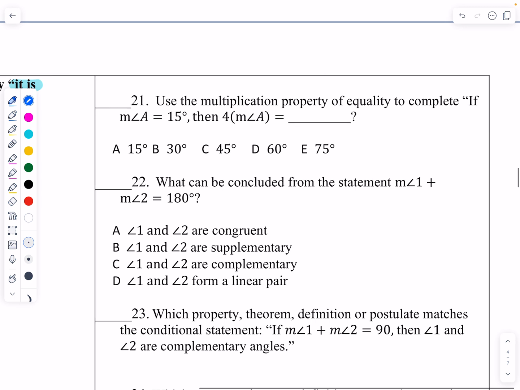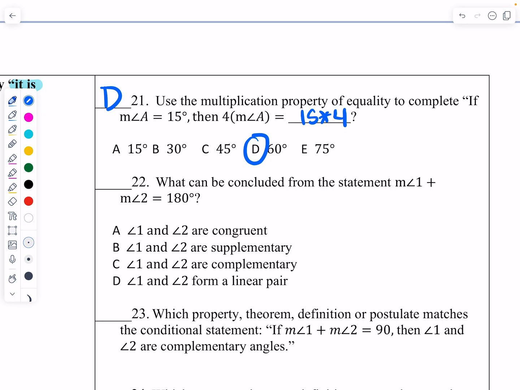Use the multiplication property of equality. If the measure of angle A is equal to 15, then 4 times the measure of angle A is going to be equal to 15 times 4. Well, what is 15 times 4? That is going to be 60. So we had to multiply by 4 on both sides.